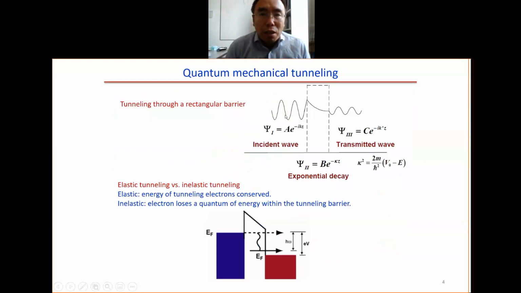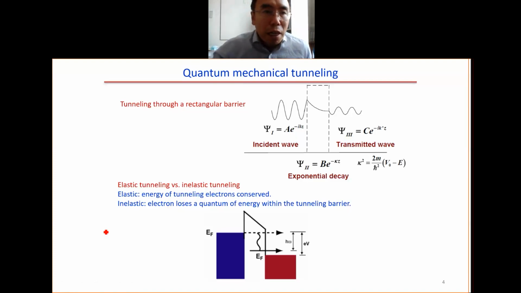So now the scanning tunneling microscope. This is a simple principle of the tunneling process. On the left side, we have this plane wave. On the right side is also a plane wave. Inside the tunnel barrier, this is the barrier. Inside the barrier, we have this exponentially decaying wave.